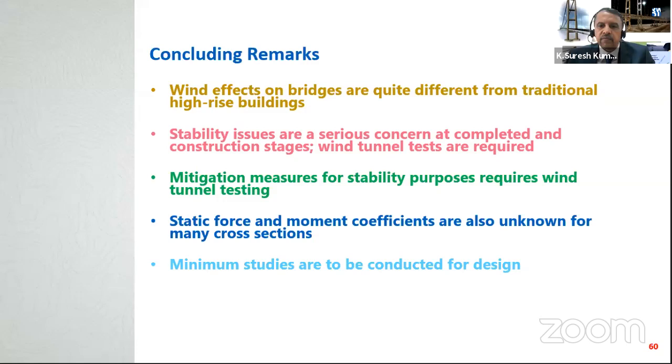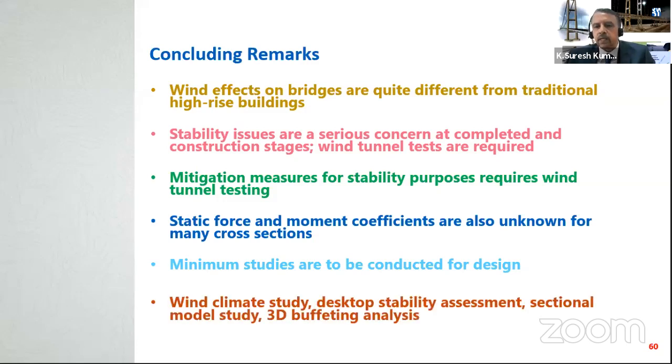Minimum studies are to be conducted for design, and these are the minimum studies, which is what I have been discussing in this seminar: wind climate study, desktop stability assessment, section model study, 3D buffeting analysis. So you start with wind climate. You've got to know the wind speed, from where the dominant winds are coming, whether there is any potential for reducing the wind speed, and all of those things. Then you get into desktop stability assessment. You say whether it's going to be stable or not, and if it is not stable, how to modify the section. Then you get into the section model test, you confirm it, and you get all your coefficients, derivatives, et cetera. You get out of the tunnel, you go to the computer, do a 3D buffeting analysis, you get all your loading on all the elements, then you go for design.